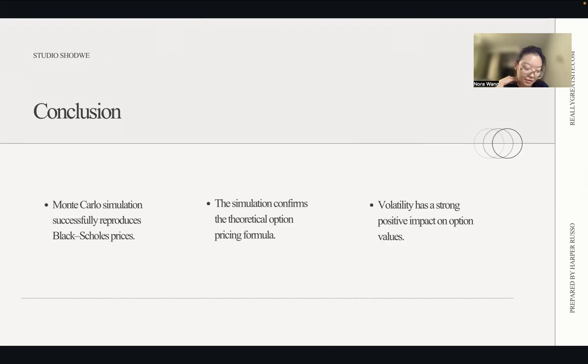To conclude, the Monte Carlo simulation successfully reproduced the Black-Scholes price, confirming the mathematical result in the original paper. We also saw that volatility has a strong positive impact on option values. So, overall, this project illustrates how theoretical models and computational methods can work together to help us understand real-world financial instruments.